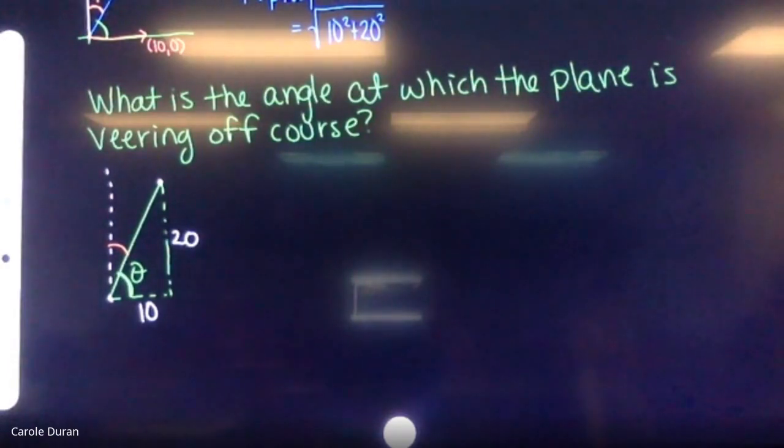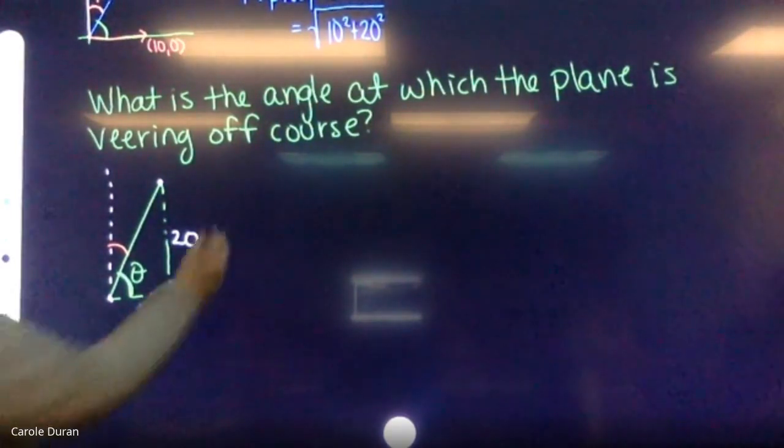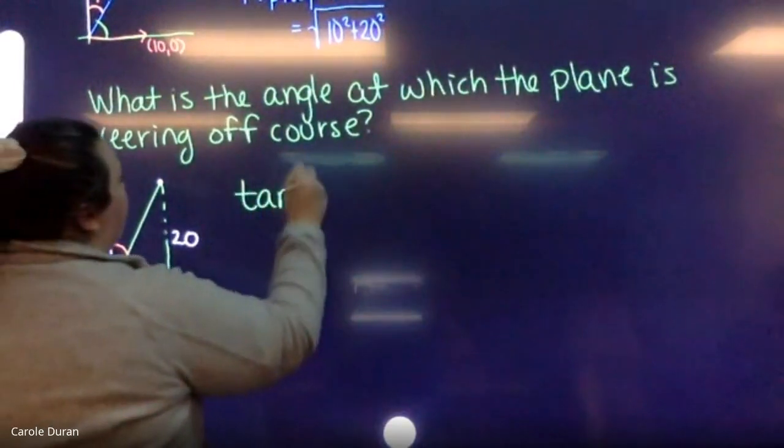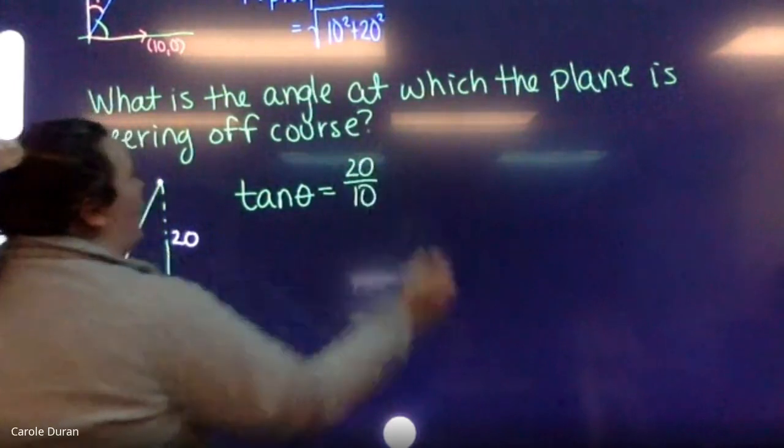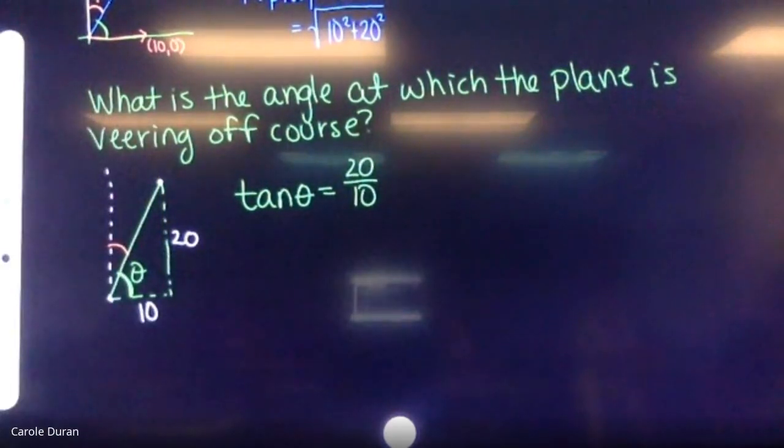Opposite over adjacent. So what trig function deals with opposite and adjacent sides? Tangent, good. So I can say that tangent of my angle theta equals my opposite side over my adjacent side. And then I can use tangent inverse to solve for the angle.